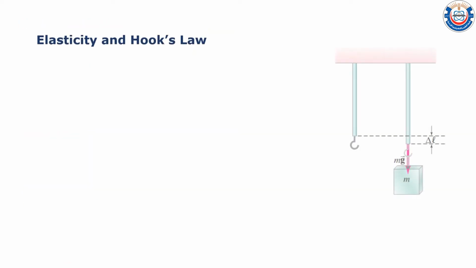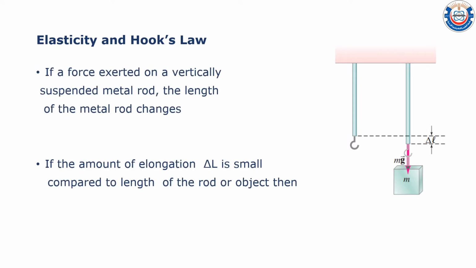Elasticity and Hooke's law. Look at this figure here. Here we have a vertically suspended metal rod. If there is an external force exerted on this metal rod, like an object with mass m hanging at the end of this metal rod, then the length of this metal rod will change by an amount of delta L under the force of gravity, which is equal to m times g. But what if the amount of elongation delta L is small compared to the length of the rod? Then we can write that delta L is directly proportional to the applied force, and then we can write F equals K times delta L. K is the proportionality constant, and this is the form of Hooke's law.